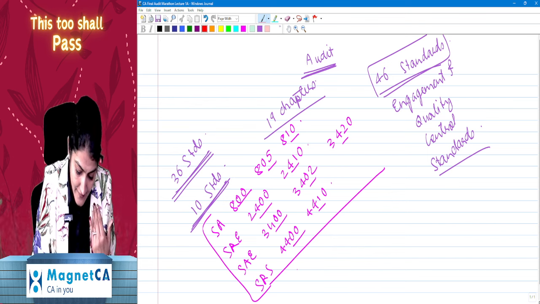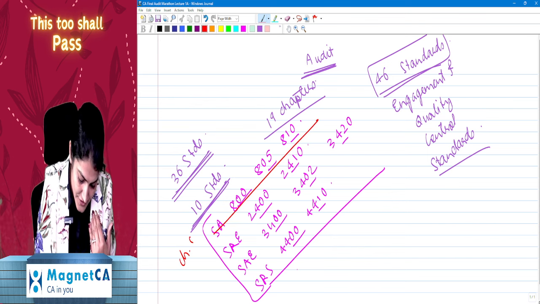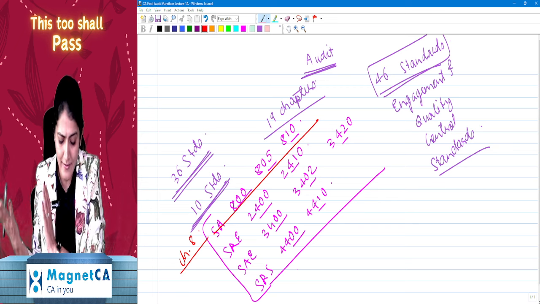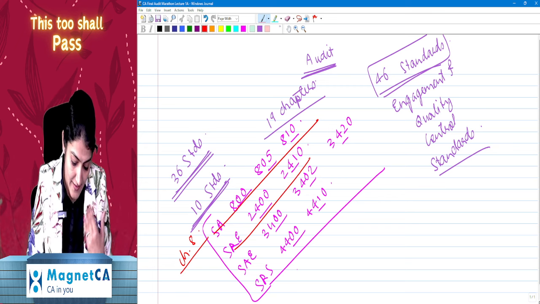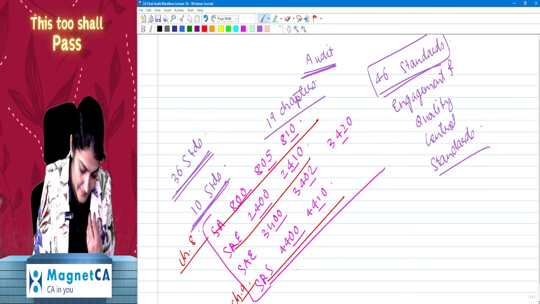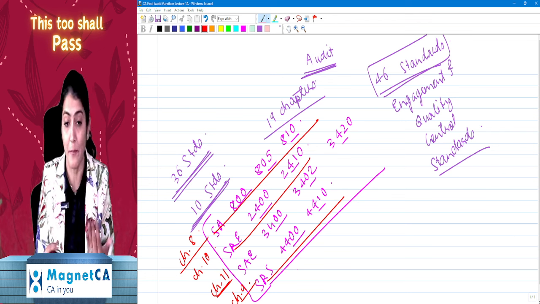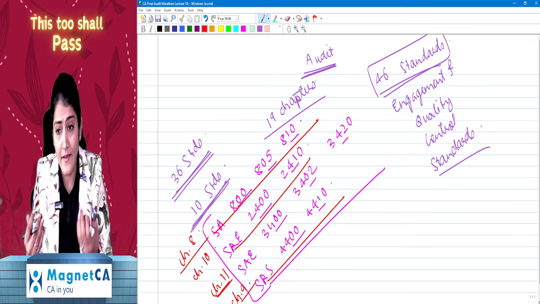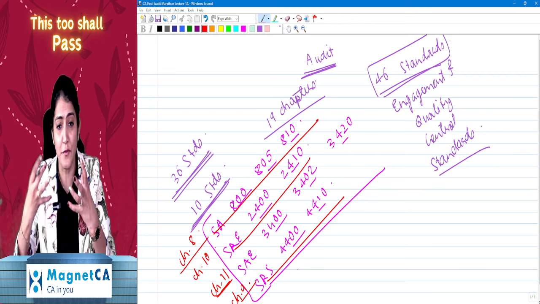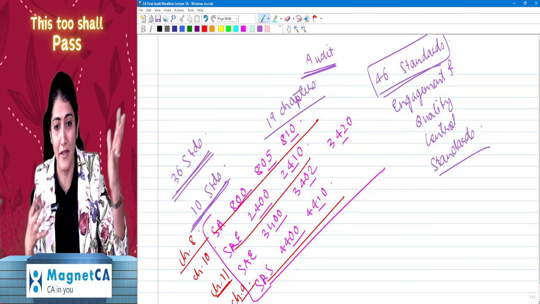The 800 series is discussed in chapter number 8, as per the study material of ICAI as well as in our book. Then the 4000 series is in chapter number 9, the SRE in chapter number 10, and the SAE in chapter number 11. You'll see in our question bank that there is a reference given where a question was asked from the standard in May 18, November 18 or so.